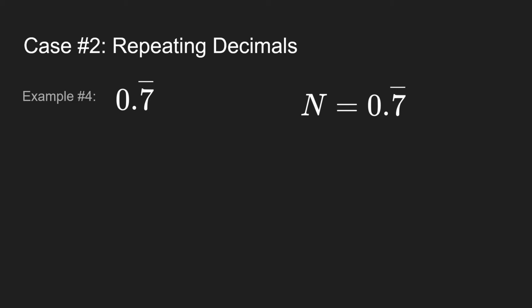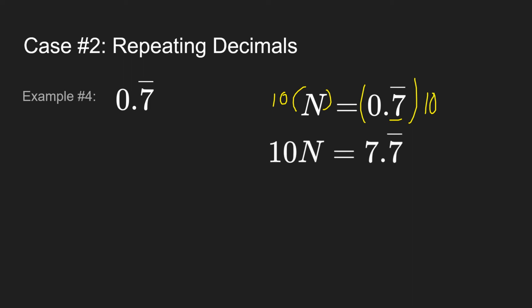Since only one digit repeats to the right of the decimal point, we need to multiply both sides of the equation by 10. So we're going to multiply the left side n by 10, and we're going to multiply the right side 0.7 repeated by 10. Doing so gives us an equation 10n equals 7.7 repeated.